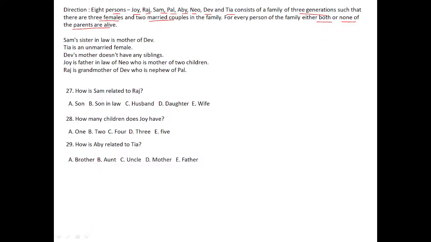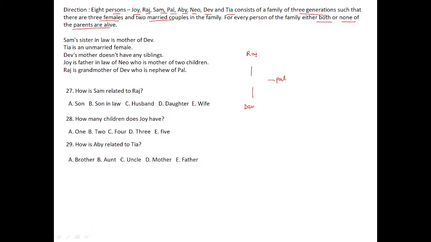Sam's sister-in-law is mother of Dev. Tia is an unmarried female. Okay, Dev's mother does not have any siblings. Joy is father-in-law of Neo, who is the mother of 2 children. Raj is grandmother of Dev, who is nephew of Paul. Okay, so now which statement seems to be very logical to start with? If we start with this one, Raj is the grandmother of Dev, who is nephew of Paul.